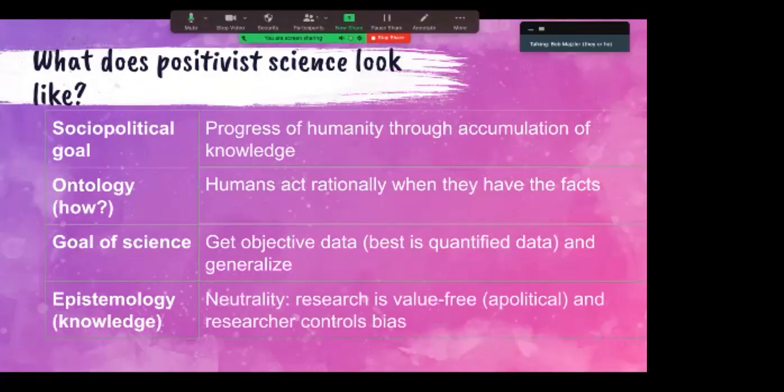The epistemology, or what counts as knowledge and how is knowledge produced, that there's an emphasis on neutrality, that research is value-free, that it's apolitical, and that the researcher controls the bias, their own bias and the bias of the conclusions and data. And I'm also gonna start to critique this in the next couple of slides as well.